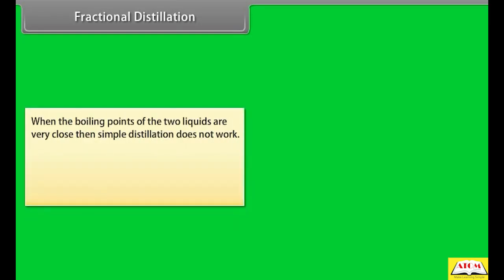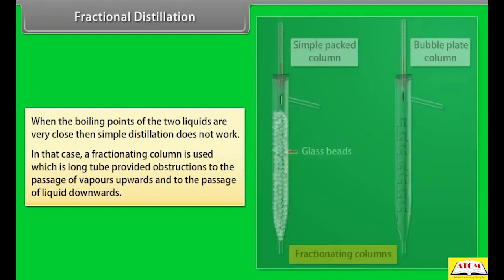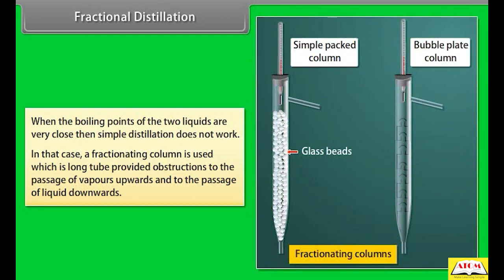Fractional distillation. When the boiling points of the two liquids are very close, then simple distillation does not work. In that case, a fractionating column is used, which is a long tube that provides obstructions to the passage of the vapors upwards and to the passage of liquid downwards.